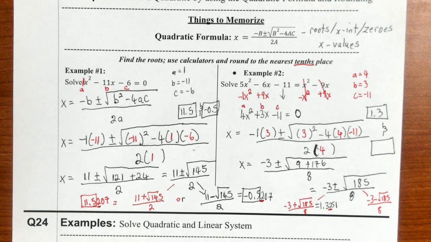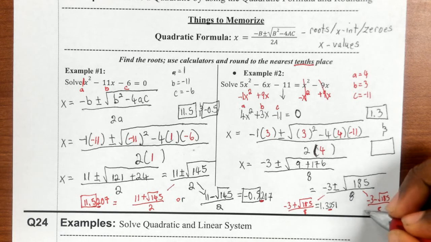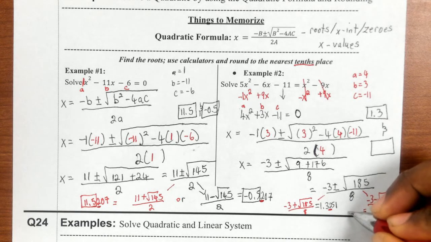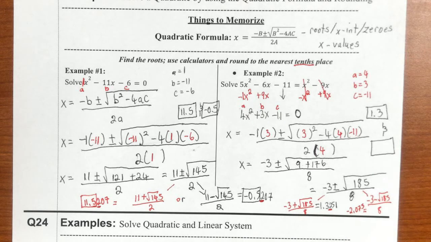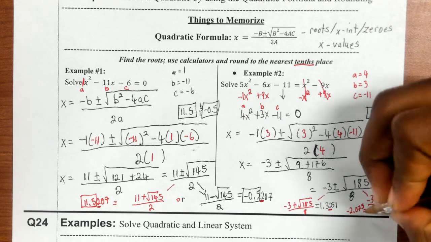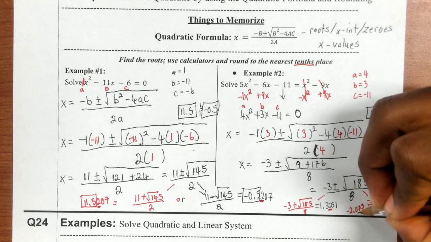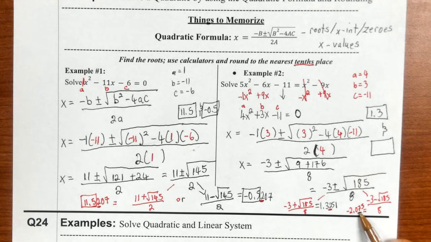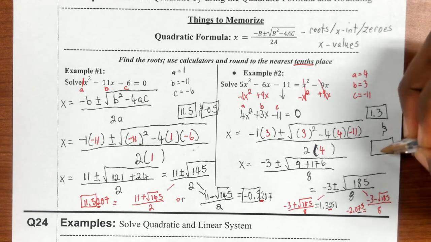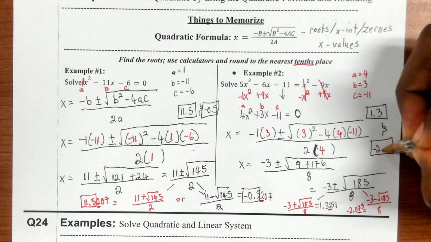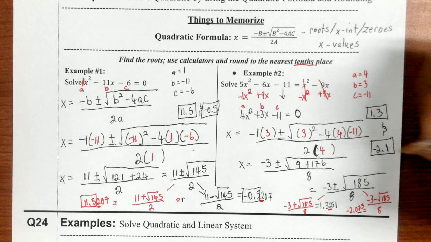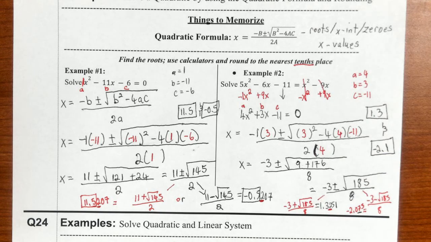Alright guys, so we got negative 2.075, it says round to the nearest tenth, so I look at the second number after the decimal point. Because it is 5 or larger, this 0 is going to go up to a 1, so this would be negative 2.1. Alright, so again guys, just like that.